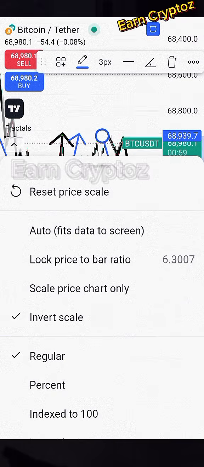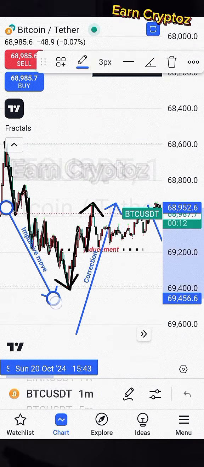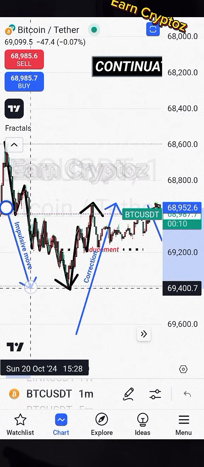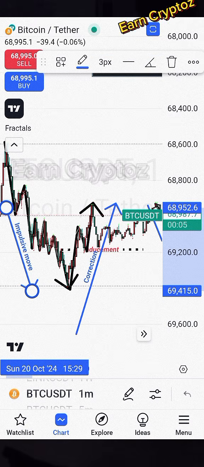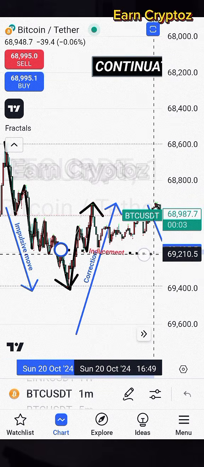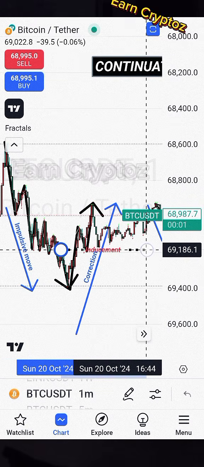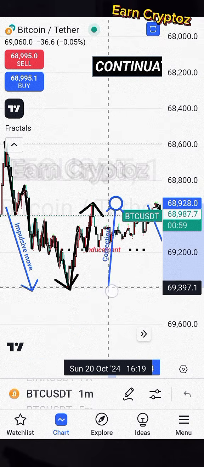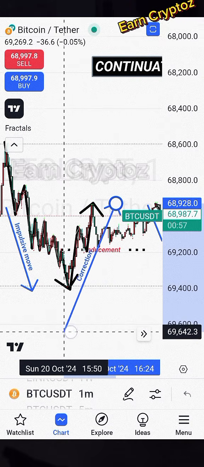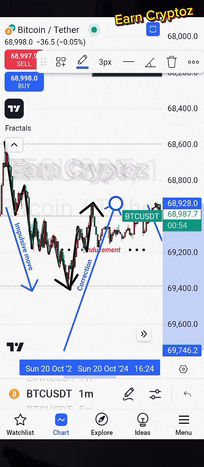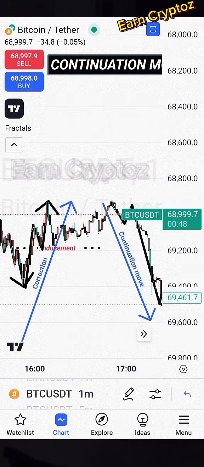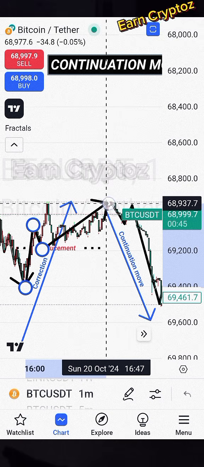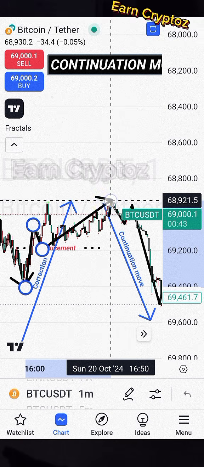If we invert the scale to see how it looks on the downtrend, you can see the impulsive move down. You can see the inducement, the first valid pullback. You can see the correction right there. And now the continuation.